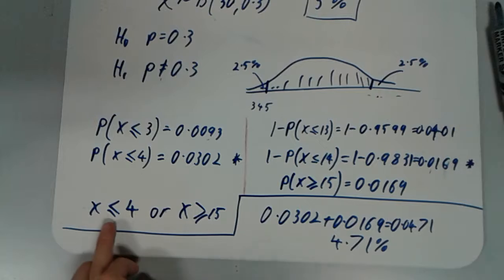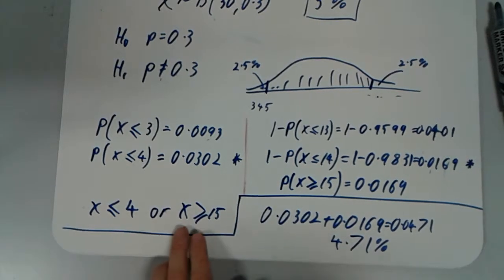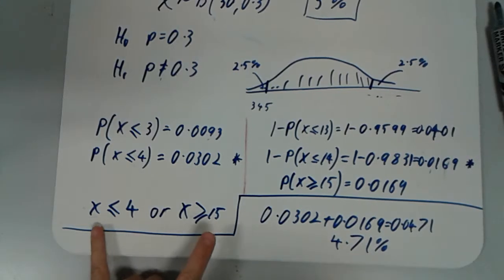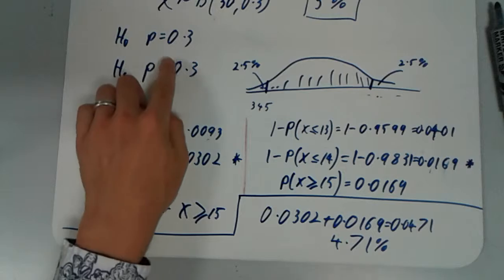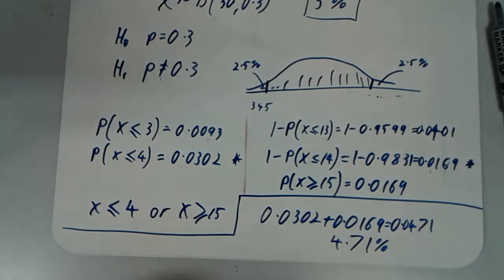If we get 4 rainy days or fewer, or 15 rainy days or more, we will reject it, but there is a 4.71% chance that we will get one of those critical results, even if the probability is correct. And that's how we do hypothesis testing using the binomial distribution.